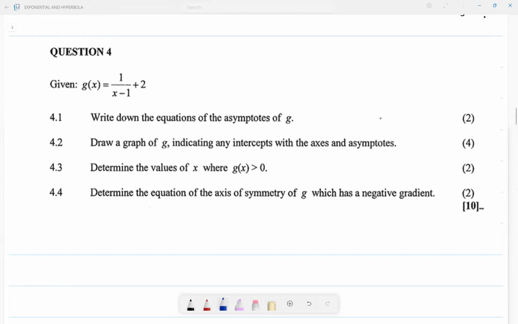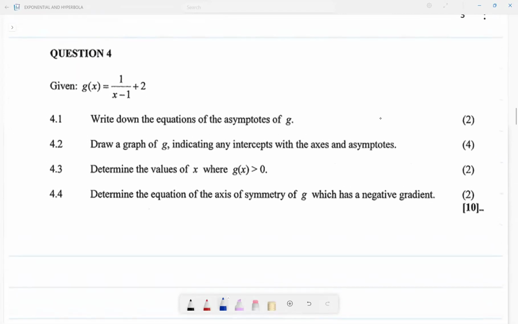Let's look at question 4 for May, June 2024 question paper. Should be very beautiful and easy. Given the graph of g of x is equal to that, so this is a hyperbola. Before I go anywhere, let's analyze the hyperbola. The value of a here is greater than 0, so it means I'm going to draw on quadrant 1 and quadrant 3.